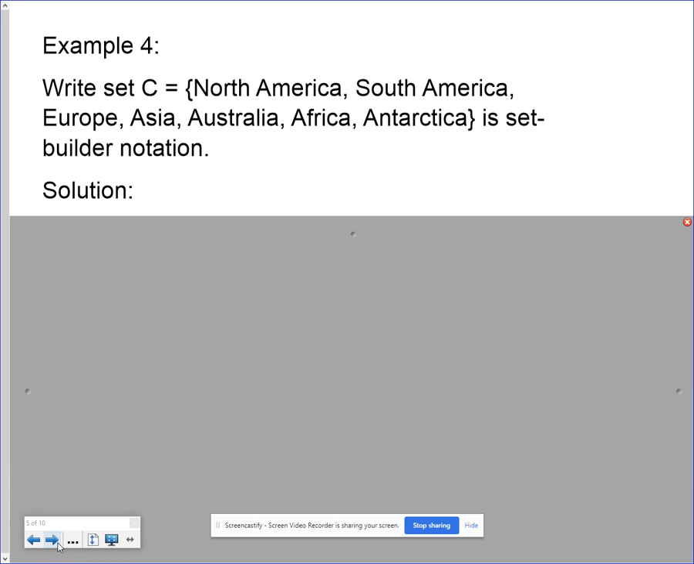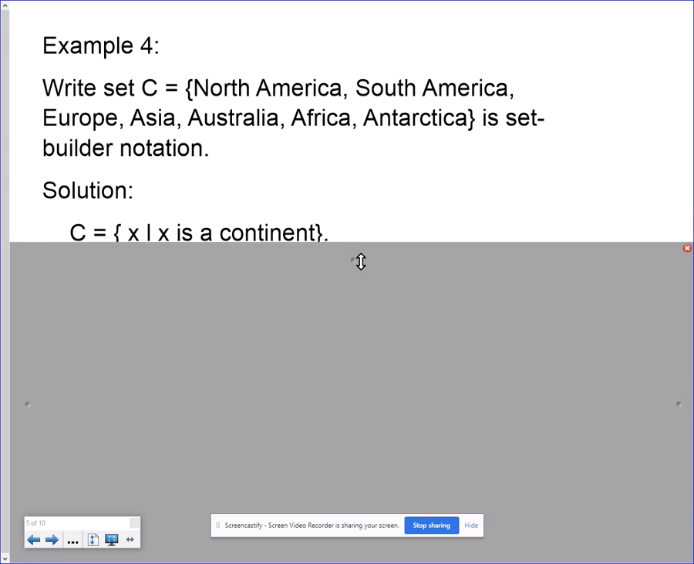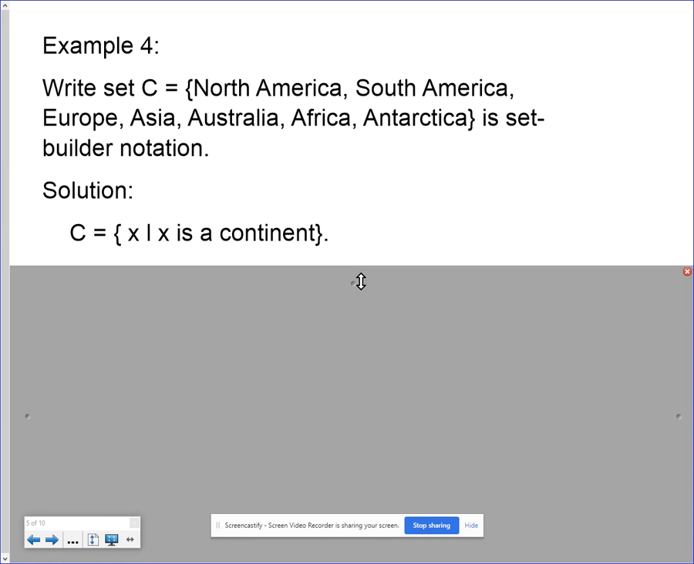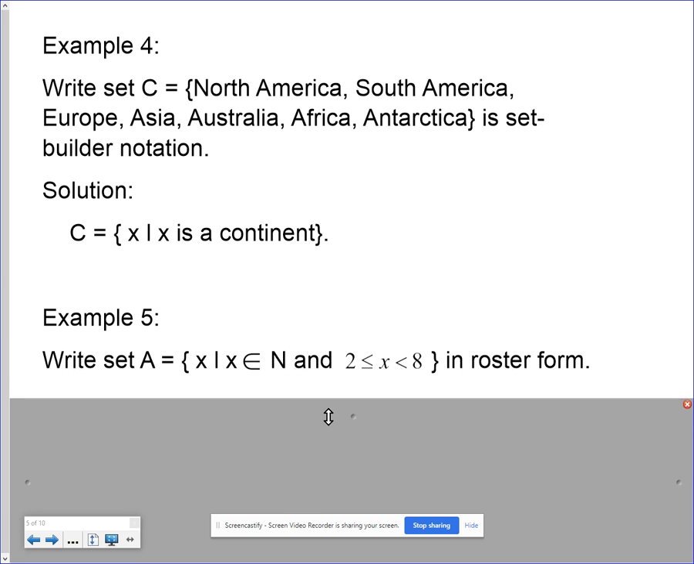All right, example 4. Write set C, where C is equal to North America, South America, Europe, Asia, Australia, Africa, and Antarctica, in set builder notation. Well, what do you think these are? If you said they are continents, that's correct. So here's how we could write it in set builder notation. C equals the set X such that X is a continent. One last example.